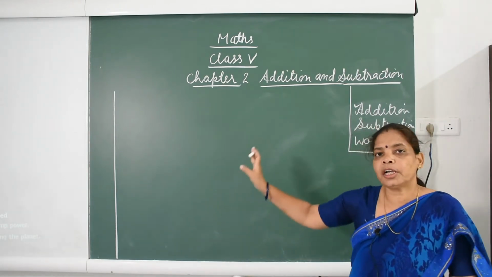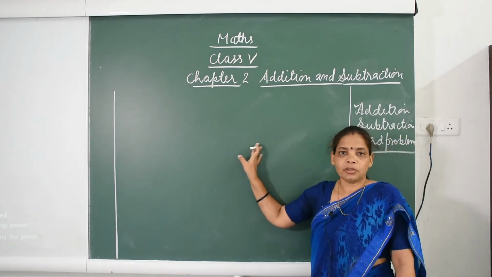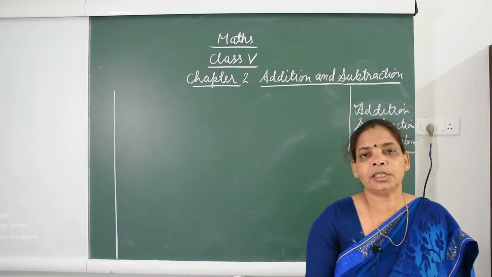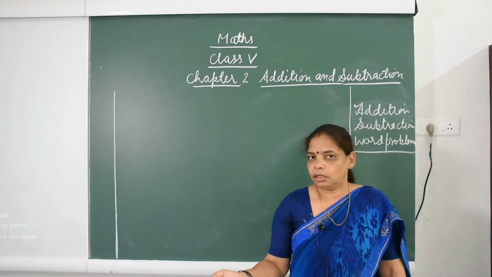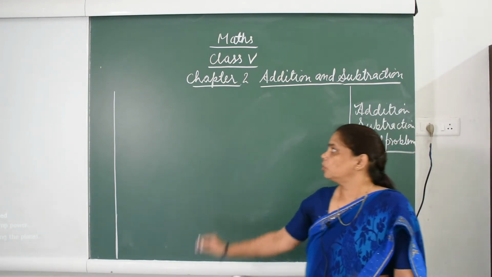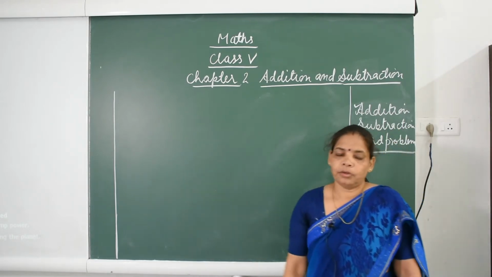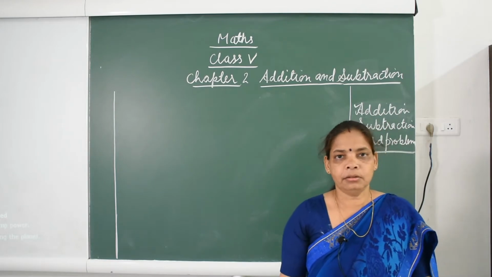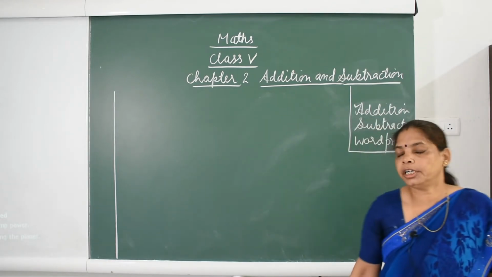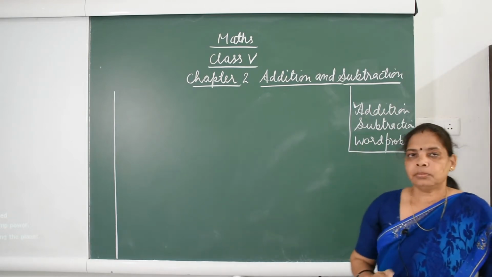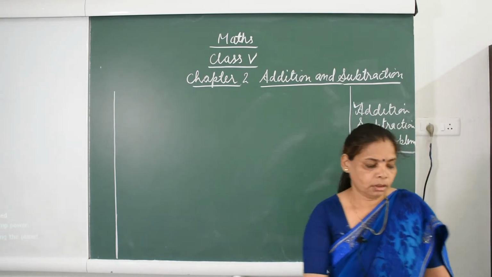Addition and subtraction you also learned in previous classes, so that is not new for you, but in previous classes you learned addition and subtraction up to small digits. Now in 5th class you have to learn how to solve addition up to 4, 7, 8 and 9 digits. Today we will take only addition, and subtraction and word problems in the next class.